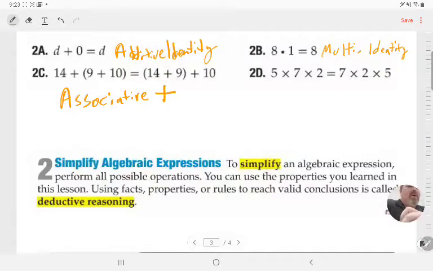That'll work. All right. And then on 2D, we didn't change a grouping, but we changed the order. So that would be the commutative property of multiplication. So we would put, let's just do that, to make it a little bit easier. So that's how I would identify those four.